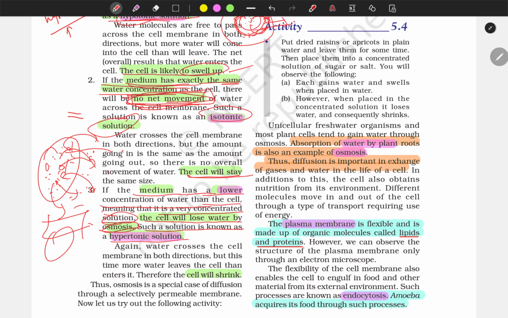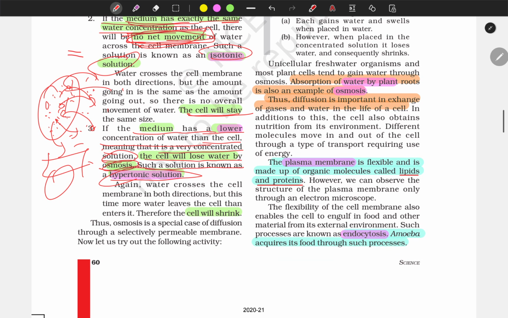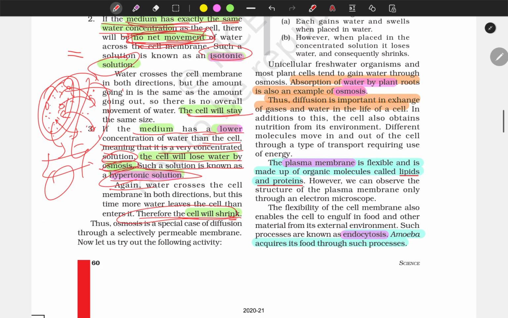Such a solution is known as a hypertonic solution. In this case, the egg will shrink. Why will it shrink? Because most of the content, which is water, will get out of the cell. So definitely the volume will become less, and ultimately the cell will shrink. Thus, osmosis is a special case of diffusion through a selectively permeable membrane.